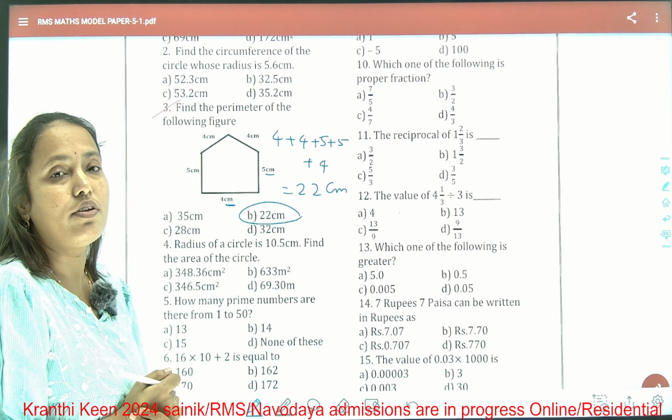Okay. Here meter square is this. Means meter into meter equals centimeter. Means 100 into 100 centimeter. What is the value? 10,000 centimeter square. Where is the answer? 10,000. D is the answer.